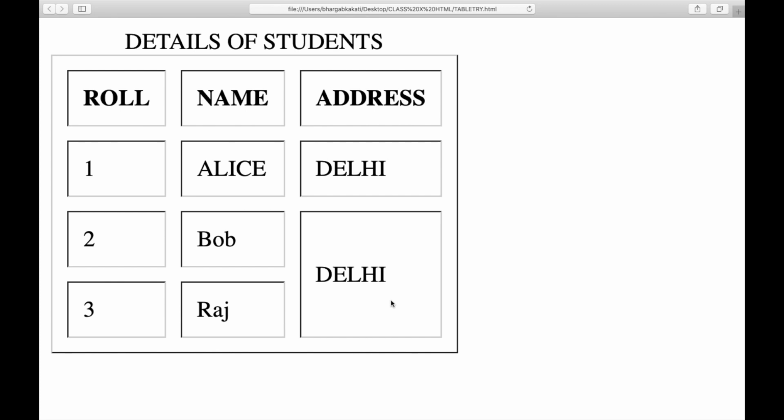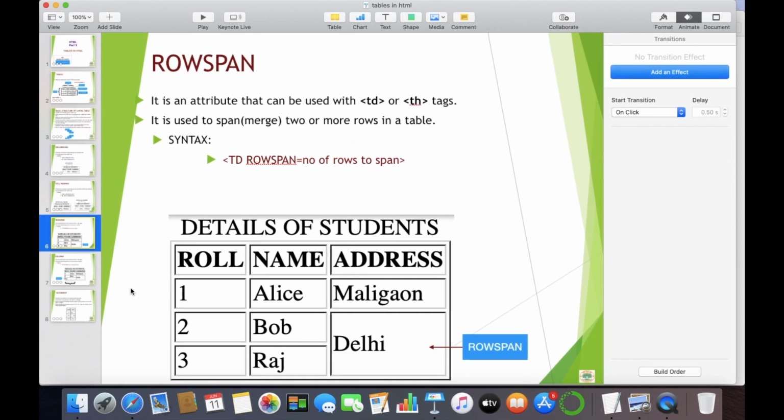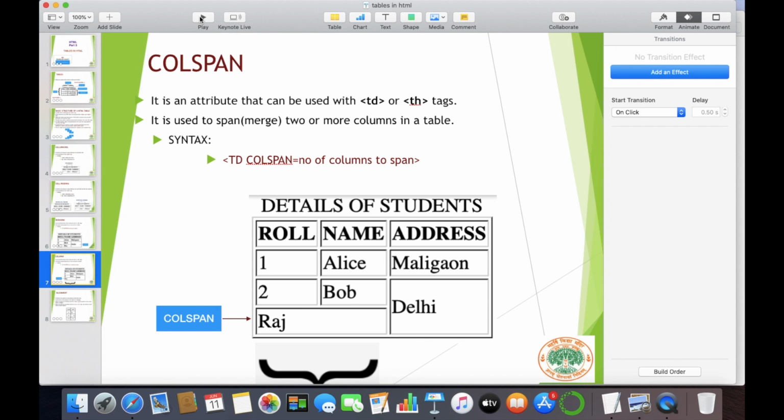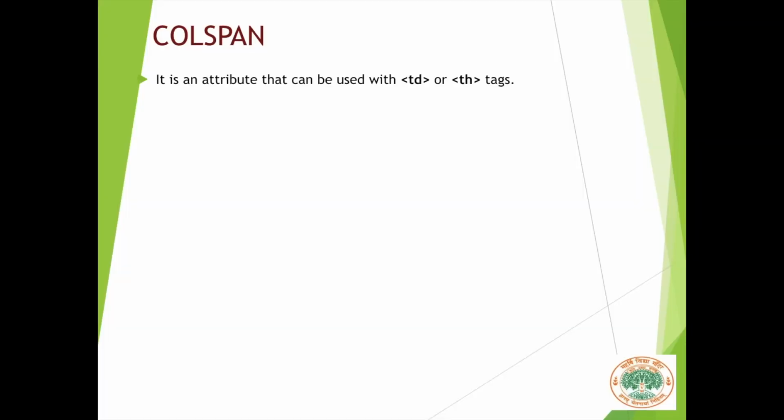You should just try it along with this video, and hence it will be much clearer. Let us go to the next concept, which is of col span. What is it? It is an attribute that can be used with TD or TH tags, just as row span. It is used to span or merge two or more columns in a table. So, if we want to merge two or more columns in a table, then we will use the concept of col span.